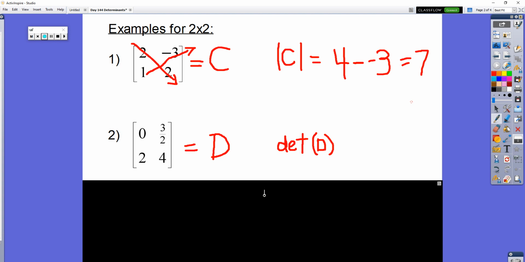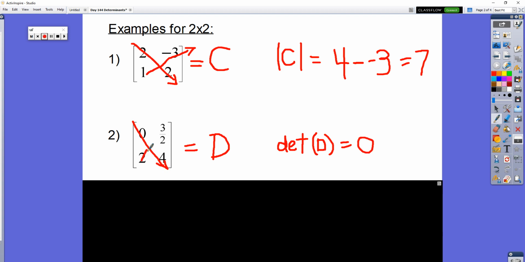Our second matrix is going to be matrix D, and it has the values 0, 3/2, 2, 4. And this means the same thing as what you saw up here. It's just the newer notation, determinant of matrix D. Again, that means they want you to multiply the numbers along this diagonal first. Remember, 0 times anything is 0.